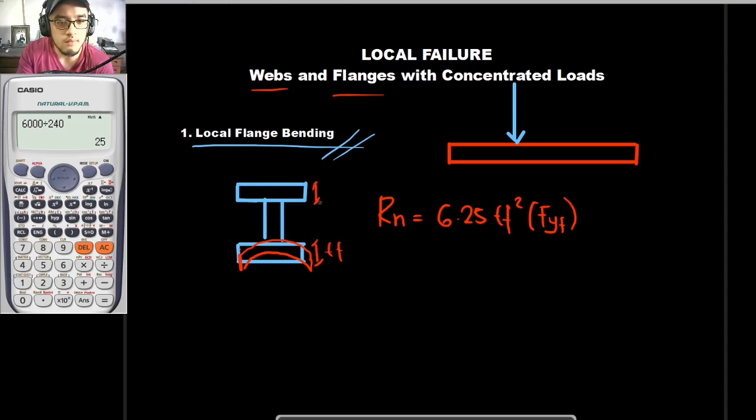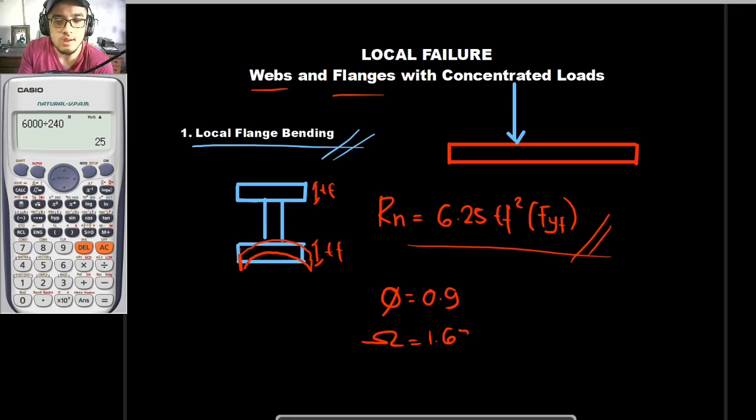So, TF. And your yield stress of the flange, of course, is the yield stress. So, direct substitution, isolve nyo lang yan. And your phi here, phi is equal to 0.9. And your omega is to be 1.67.